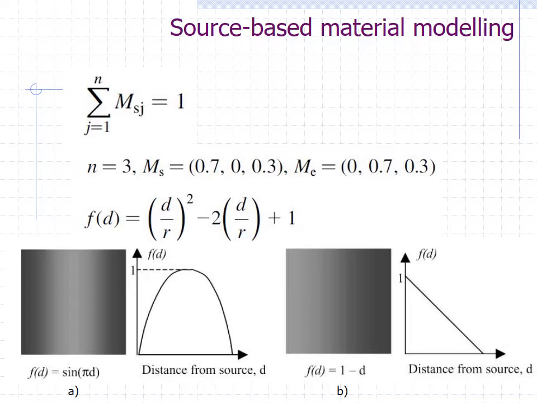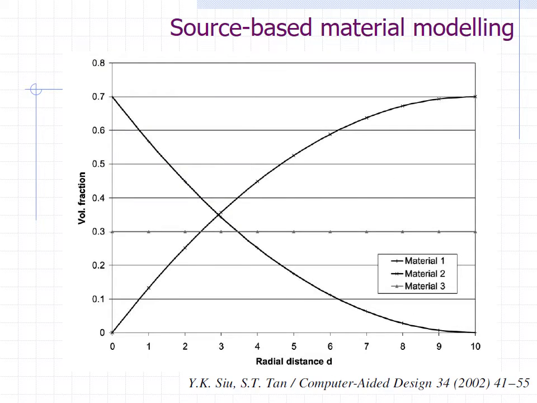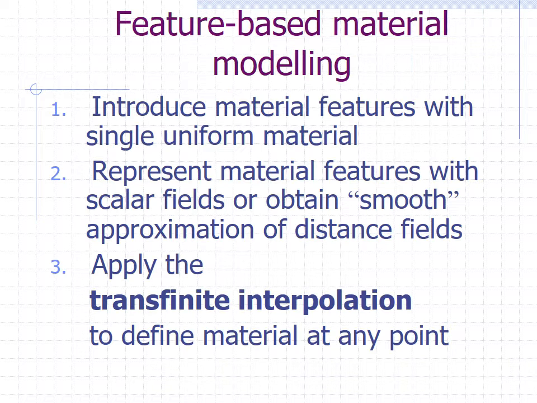In the example, three materials are represented in the material composition. Grading sources can be a point, a line, a plane, or the outermost boundaries. Examples are shown on this slide. Here you can see a graph of the volume fraction versus the radial distance for a material composition consisting of three materials.